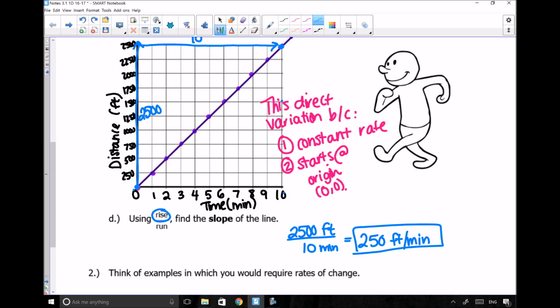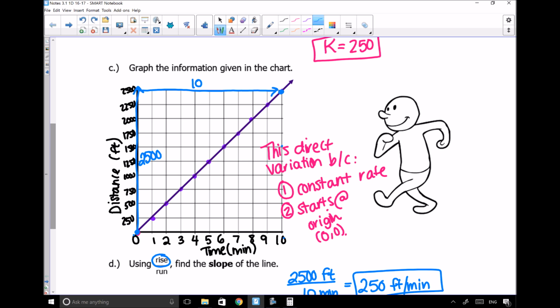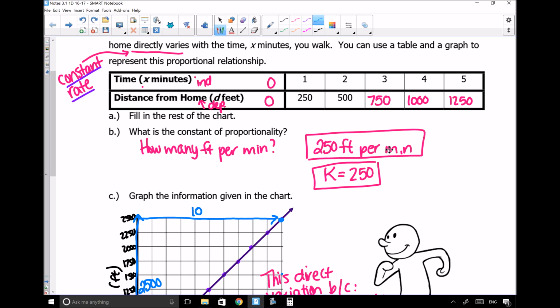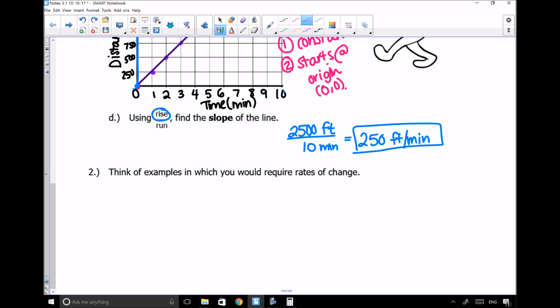And don't worry about slope. We're going to spend a lot of time practicing how to do slope. The thing that I want to make sure you understand in this problem is that they're going at a rate of 250 feet per minute. So the distance that you're walking is equal to 250 feet for every minute. If I were to write this graph as an equation, it would be d equals 250t.